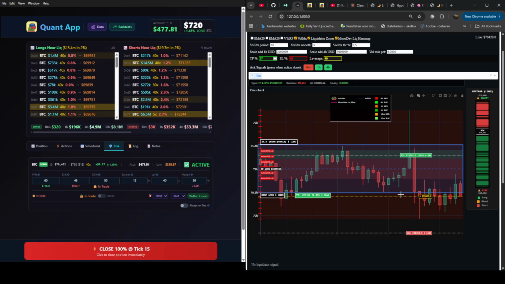But we still have a lot of long liquidations on the other side, and we still have a few major blocks. This is one, this is one. These are all the smaller ones. These calculate data from six different exchanges, including the data from the Hyperliquid node from the quant app.